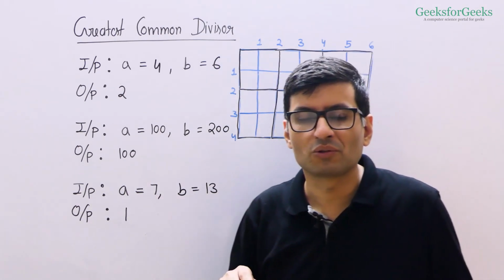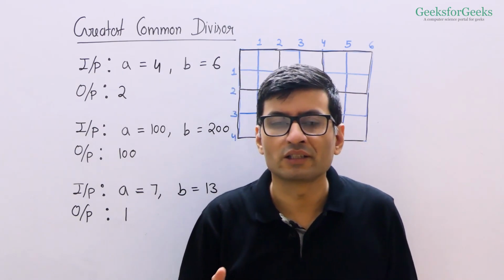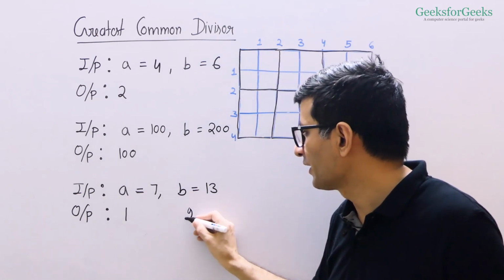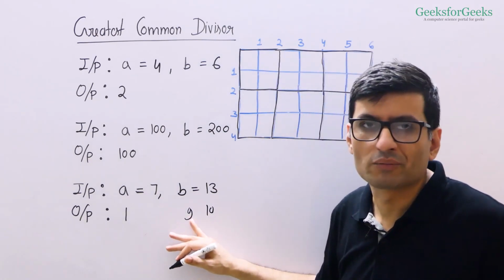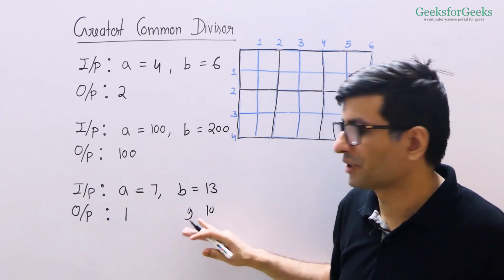Please note that if two numbers do not have any common divisor except 1, then these two numbers need not be prime. For example, two numbers 9 and 10, they do not have any common divisor except 1, right? But they both are not prime, they both are composite numbers.